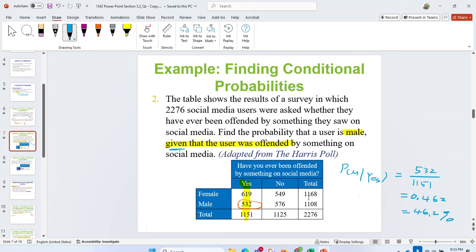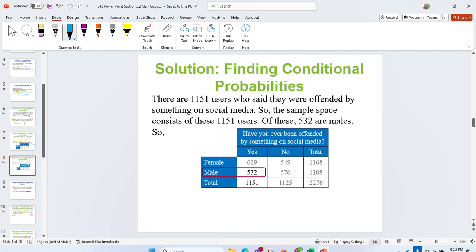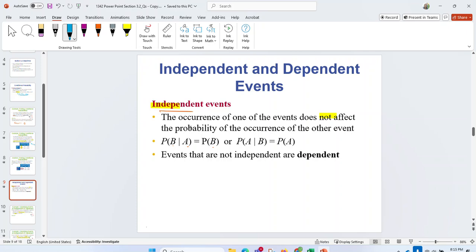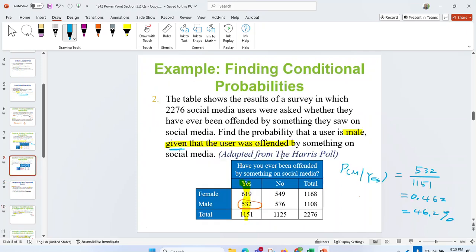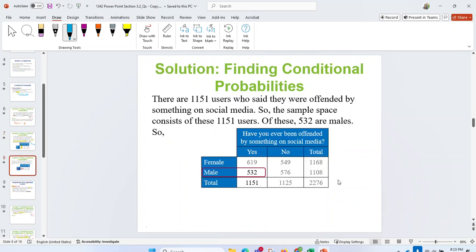Okay, so that is how you do this type of probability, given these conditions that they are offended. All right, so this is showing you, you look at the male, and then you look at the total here. So look at the male, which is 532, and divide by the total.